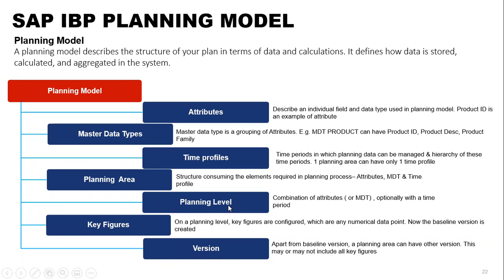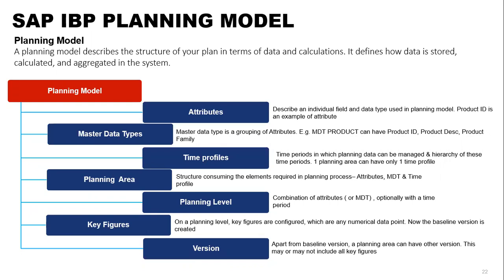Once you set up this planning level, for example, I set it up for this product at this location for the respective time. Against that level, you will create the key figure called sales history or the forecast, whatever it is. Once you set up the key figures, we can define your data.